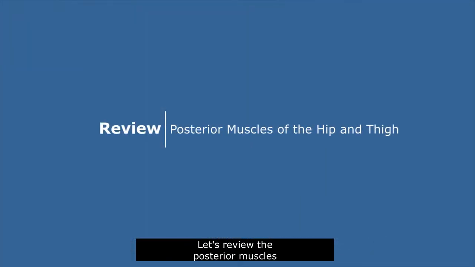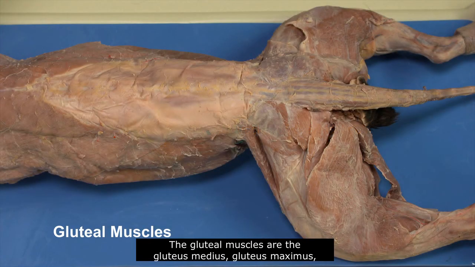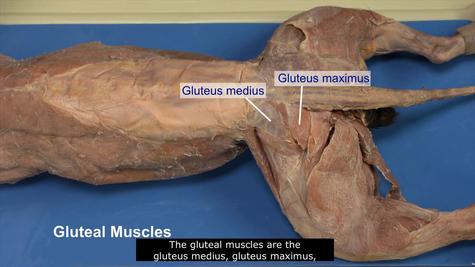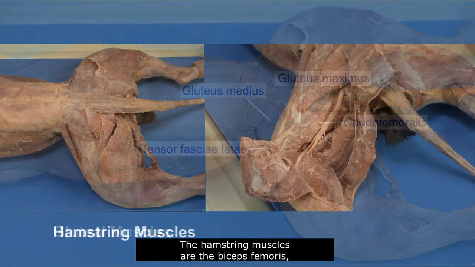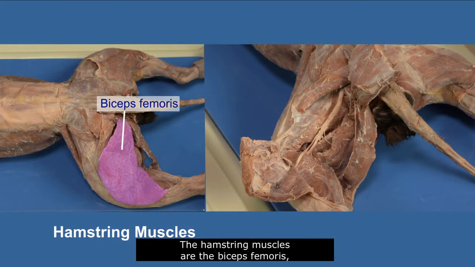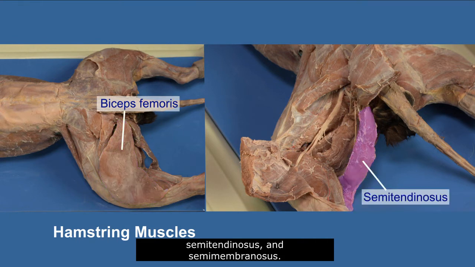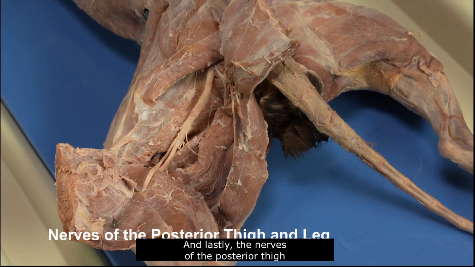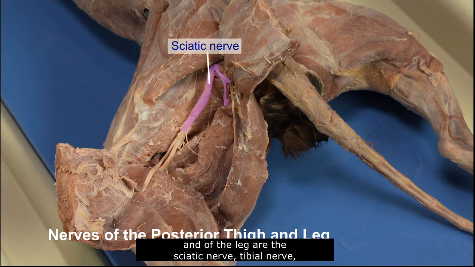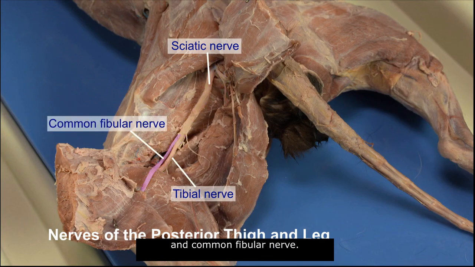Let's review the posterior muscles of the hip and thigh in the cat. The gluteal muscles are the gluteus medius, gluteus maximus, caudofemoralis, and tensor fasciae latae. The hamstring muscles are the biceps femoris, semitendinosus, and semimembranosus. And lastly, the nerves of the posterior thigh and of the leg are the sciatic nerve, tibial nerve, and common fibular nerve.